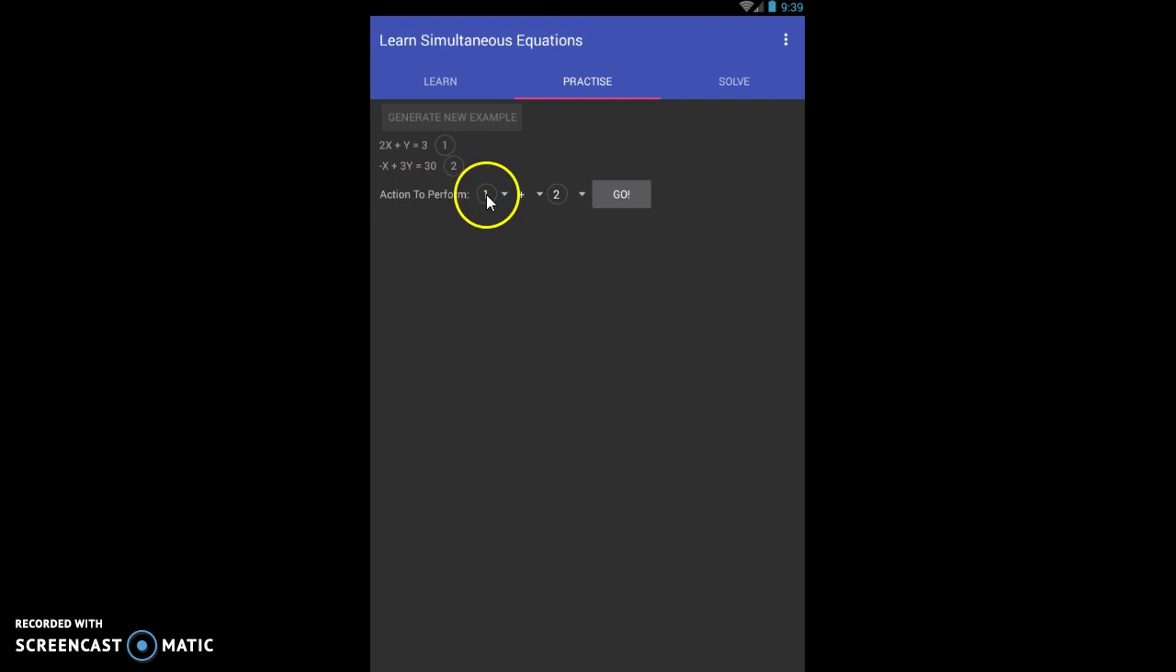But it's generally easiest to take the smallest numbers, so we'll select equation 2, multiply by 2, and click Go. At this point, we have to enter the new coefficients multiplied by 2. So we have minus 1x becomes minus 2x, plus 3y becomes plus 6y, and 30 becomes 60.